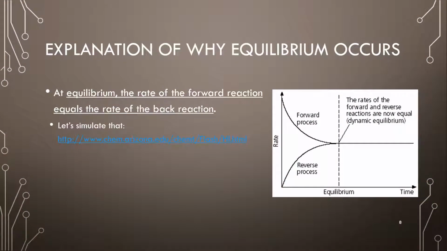If you look at the next slide here, you can see what it looks like if you are tracking the rate of reaction forward and reverse and what happens at equilibrium. There's a straight dotted line that shows where the equilibrium occurred at a certain time. It says the rate of the forward and reverse reaction are now equal. Dynamic equilibrium has been achieved. At equilibrium, the rate of forward reaction equals the rate of the back reaction.